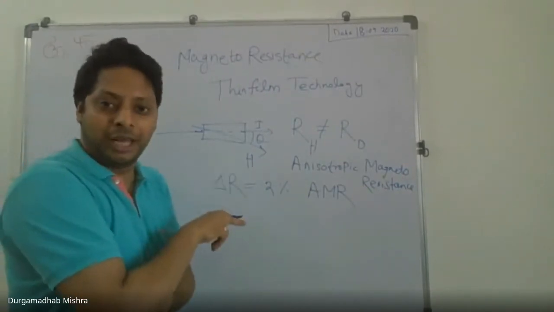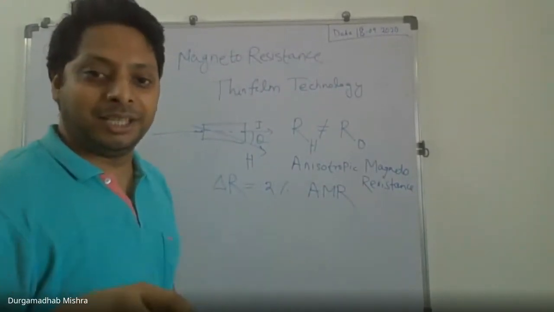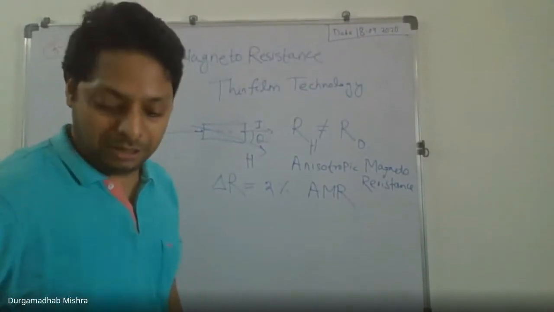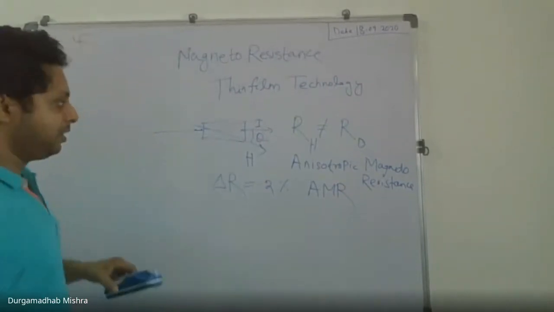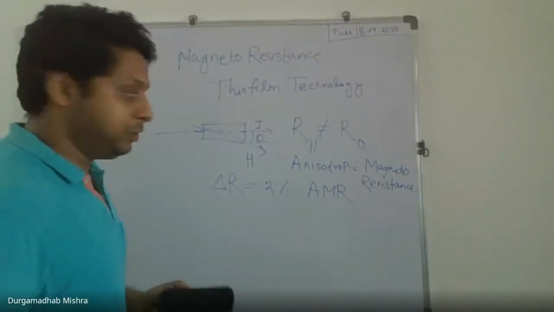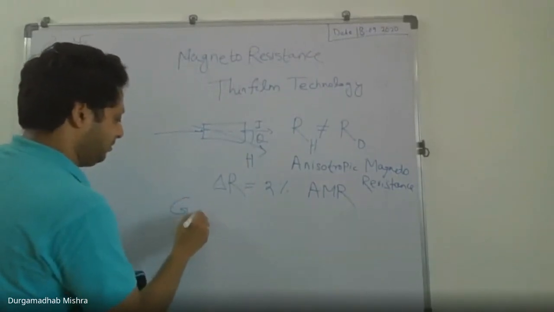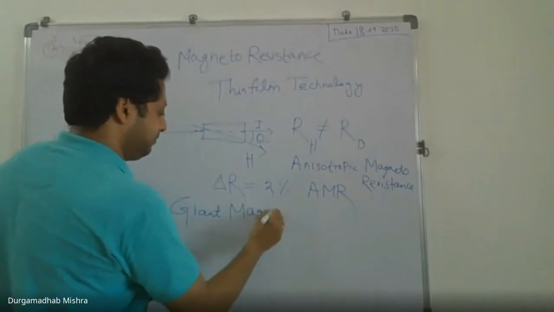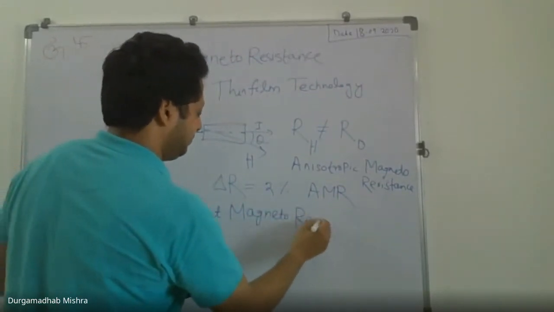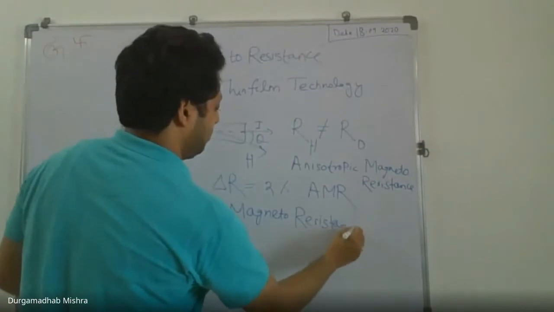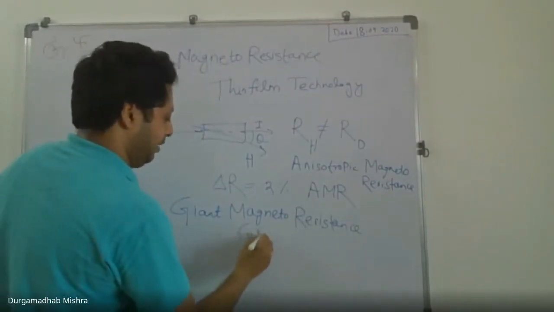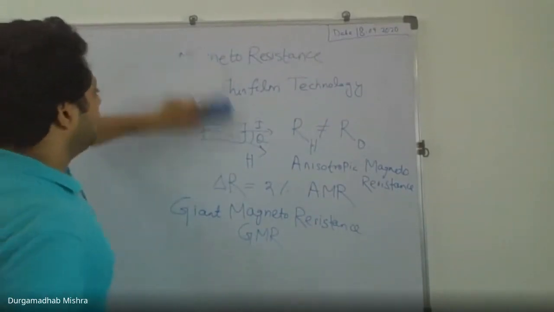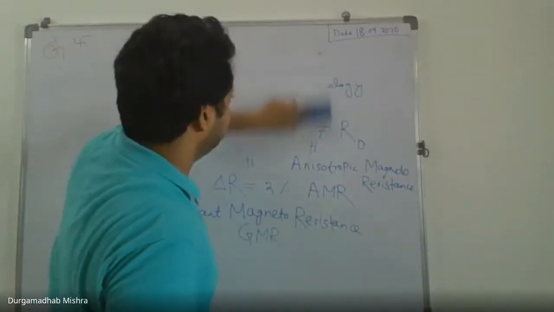But it is still not good enough to detect the magnetization of your tiny 10 nanometer magnet, your domain. For that, what people use is something called giant magnetoresistance, GMR for short. So what is a GMR? This is another kind of sensor.